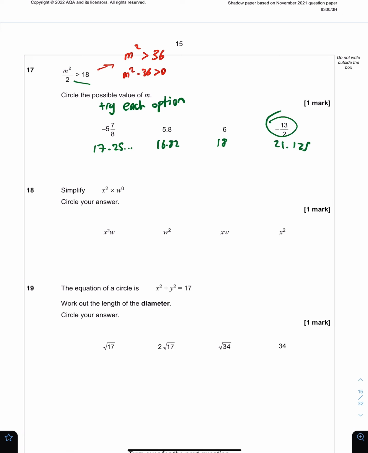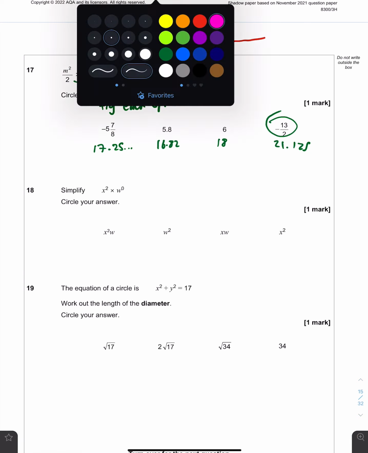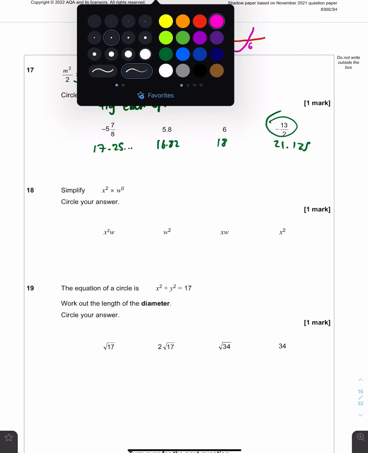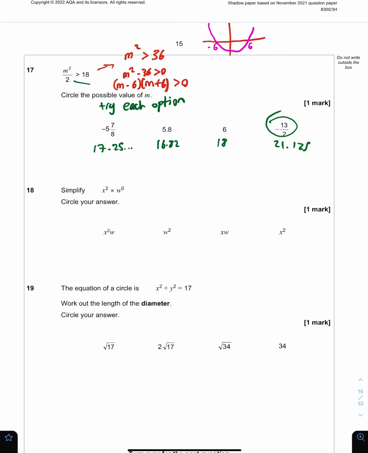So here you could factorize it by a difference of 2 squares to m minus 6, m plus 6, greater than 0. And then here we draw a little graph, a little sketch. If m minus 6, m plus 6 were equal to 0, you could then sketch a little quadratic that goes through minus 6 and plus 6, like that. Now, you don't have to do all of this for this question, but it's a good thing to know in general when you're sketching quadratics, when you're solving quadratic inequalities, because there are some that can be a lot harder.